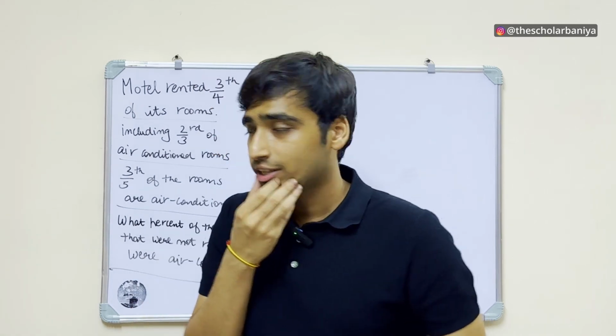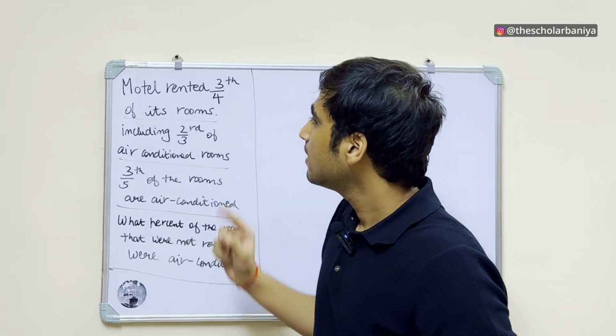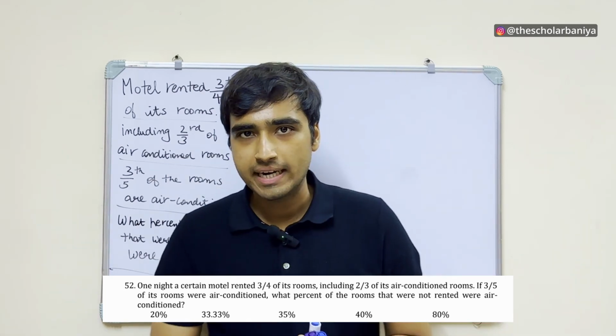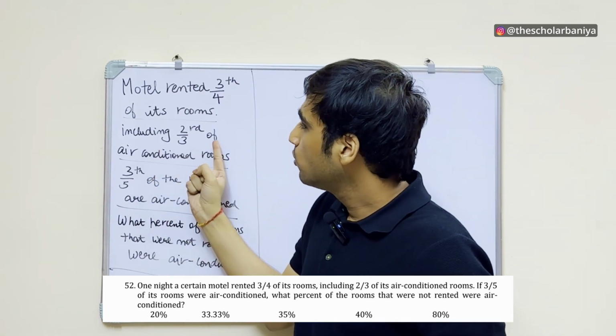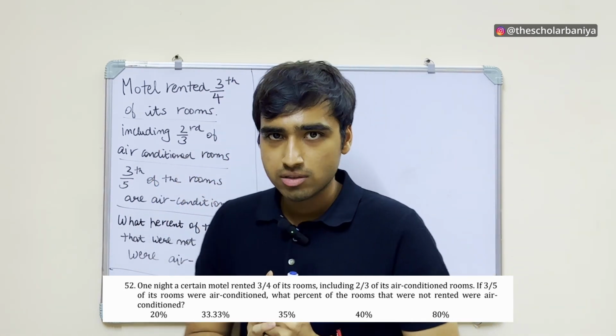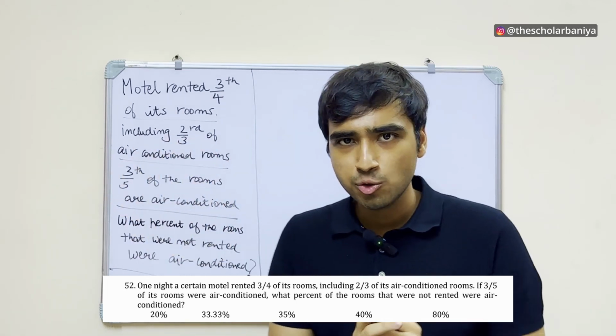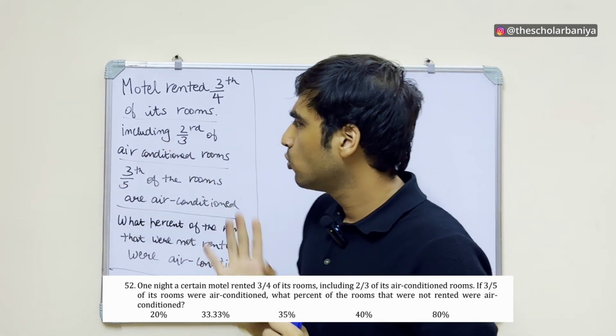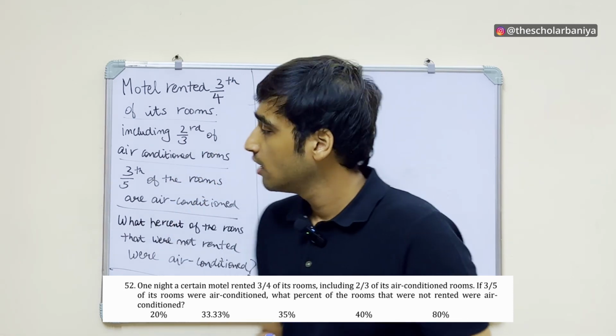So let's move on to the next question, guys. In this question, we are given that there is a motel which rented 3/4 of its rooms, right? Including two-third of its air-conditioned rooms. So there must be some air-conditioned rooms, out of which it rented two-third.